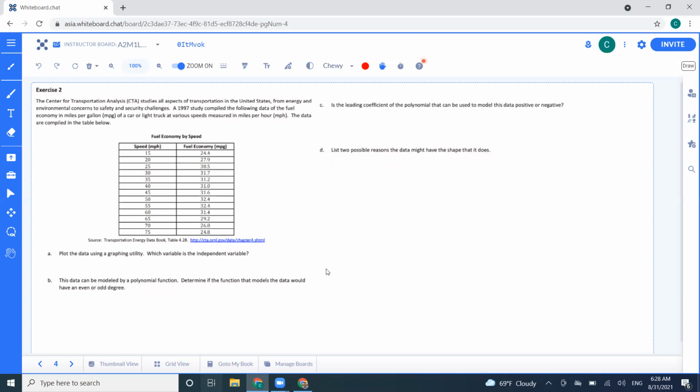Normally, when you're talking about independent variables, whenever you see a graph like this, this is going to be your x and this is going to be your y. So your x is your independent. Okay. Your fuel economy depends on your speed. That's how you know that that's going to be your dependent variable. Okay, so this would be speed, which just tells you that when you're putting that in as coordinates, you would put the x, 15, 24.4.